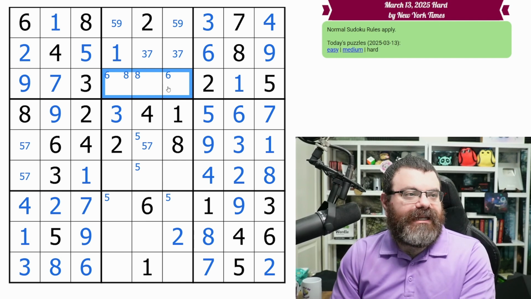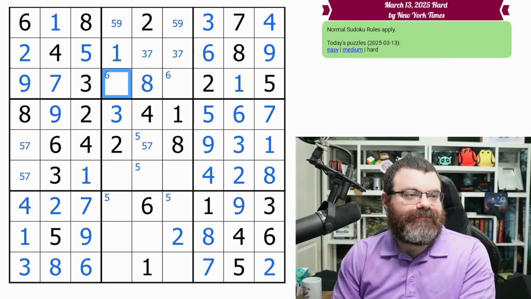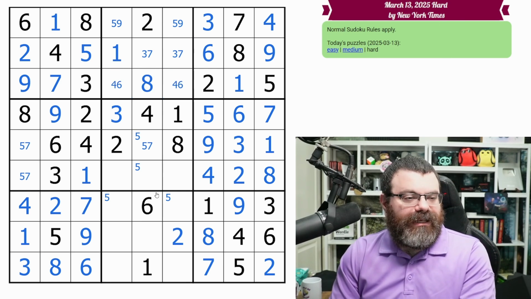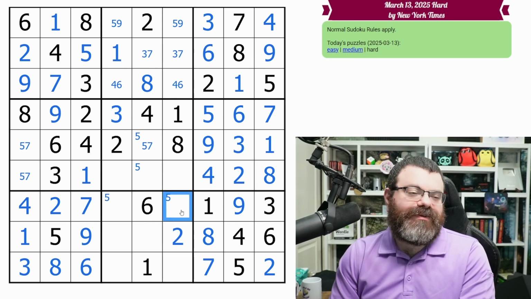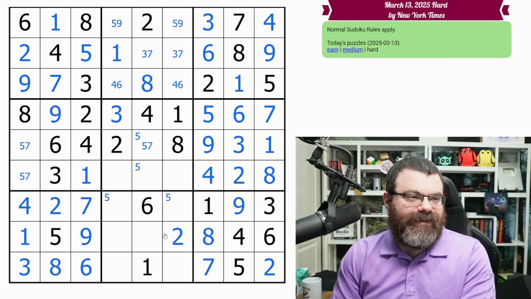I need 4, 6, 8 here. This can't be 4 or 6. That's our 8. We're left with a 4, 6 pair. All right. Low-hanging fruit. These two. Actually, let's just start up here. Actually, we should just think about what this box needs. It needs a 3. Let's think about 3s for a second. All right, that's where the 3 goes. I'm going to follow up later.